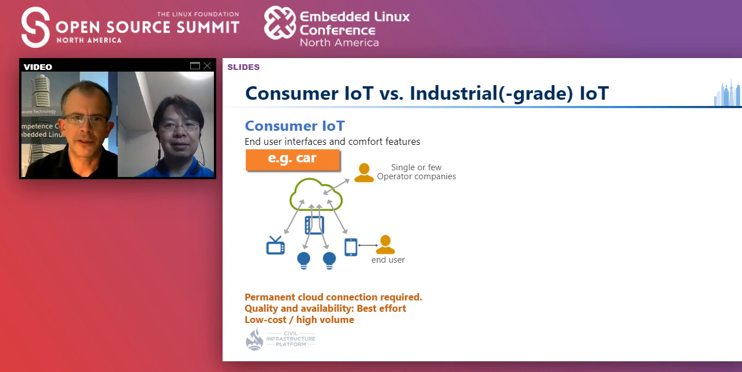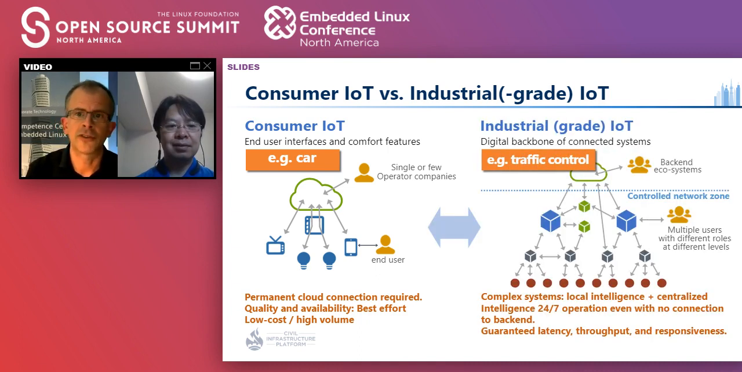If you look at classical consumer IoT devices, it looks basically like this. You have light bulbs or other devices, TVs connected to a central server. And if you compare this to systems installed in infrastructure systems and industry, you see it immediately. It's much more complicated. There are more systems involved interacting with each other. And we have what we call industrial-grade requirements like robustness, 24/7 operation, and even operation if certain things do not work, like the connection to the cloud, for example.